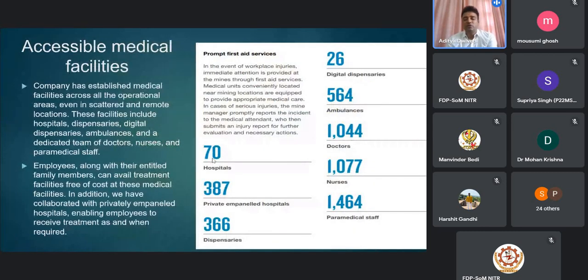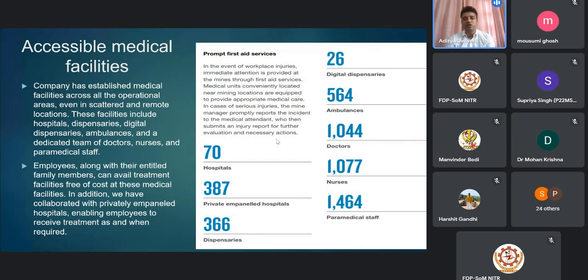And accessible medical facilities. All the subsidiaries of Coal India have different areas, and all the mining areas have their own dispensaries and hospitals. If you have any immediate medical issue, you can directly go to the concerned hospital. We have 70 hospitals, 300 dispensaries, and 26 digital dispensaries. We have our own doctors and nurses, basically in all the areas. In case of mines, there are ambulance and first aid services.